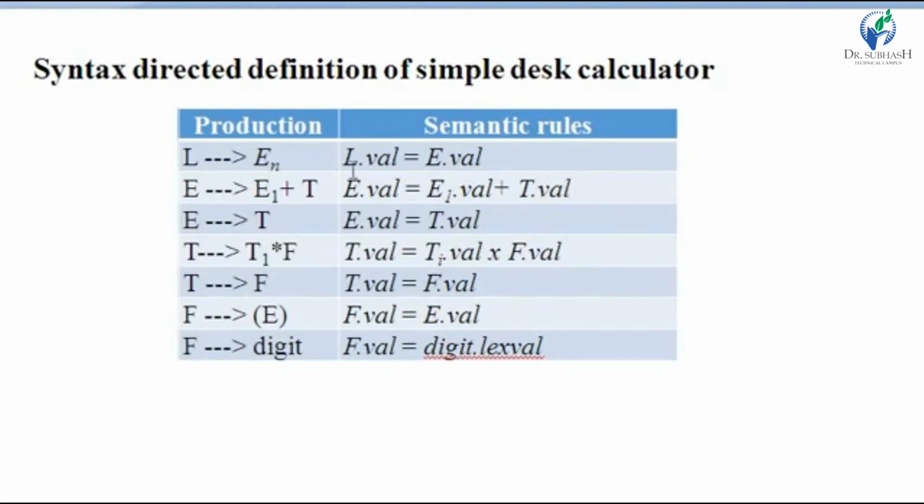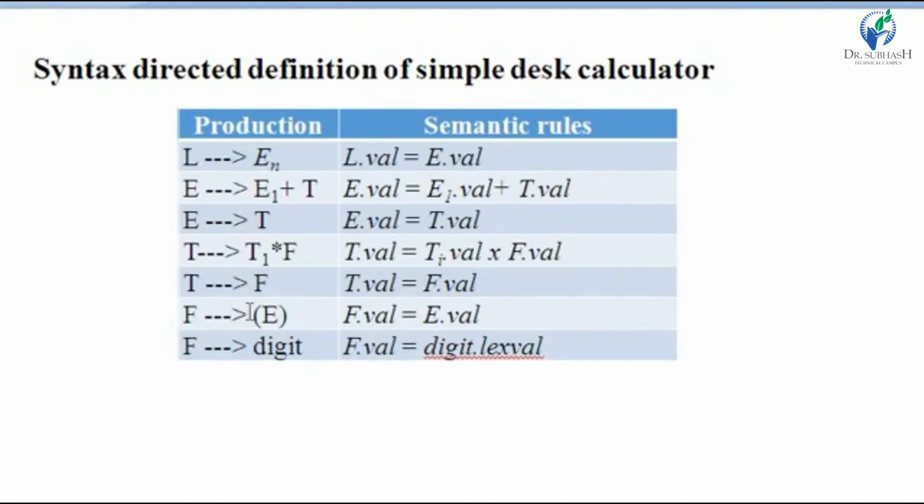In any syntax directed definition, first you have to translate your production into semantic rules. E gives T, then E.value equals T.value. T gives T1 star F, T.value is equal to T1.value times F.value. T gives F, T.value is equal to F.value.